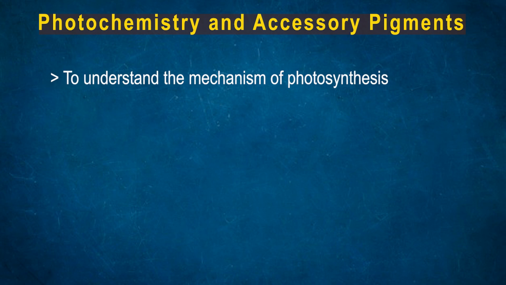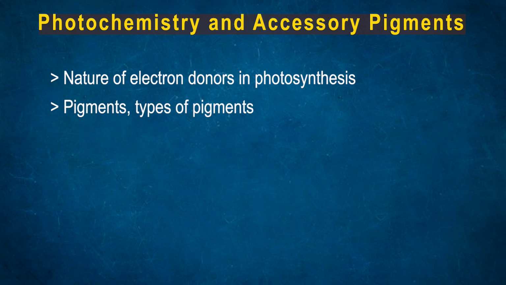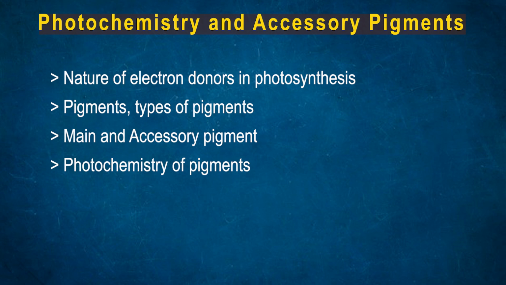Next, photochemistry and accessory pigments. So here you will understand the mechanism of photosynthesis, right? So first you will know what is photosynthesis, where the location is. Here you will get to know about the mechanism, the nature of the electron donors in the photosynthetic pathway, the pigments, the type of pigments, the main as well as accessory pigments, as well as photochemistry of the pigments, because the pigments are getting triggered or excited by a specific wavelength of light. Then only they become capable to transfer electron to other redox centers. So we will have to know about their specific photochemistry, on which particular wavelength the photon can excite them.